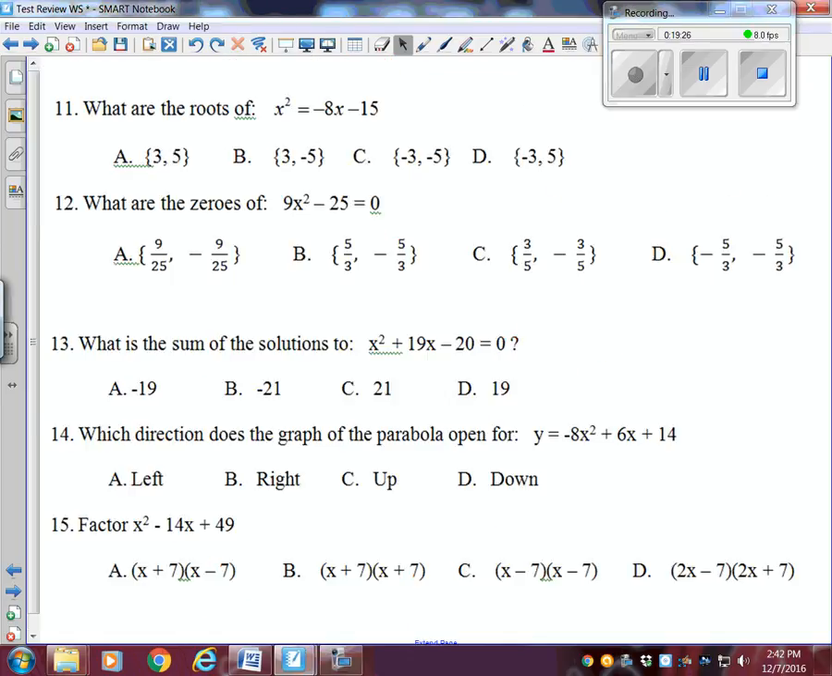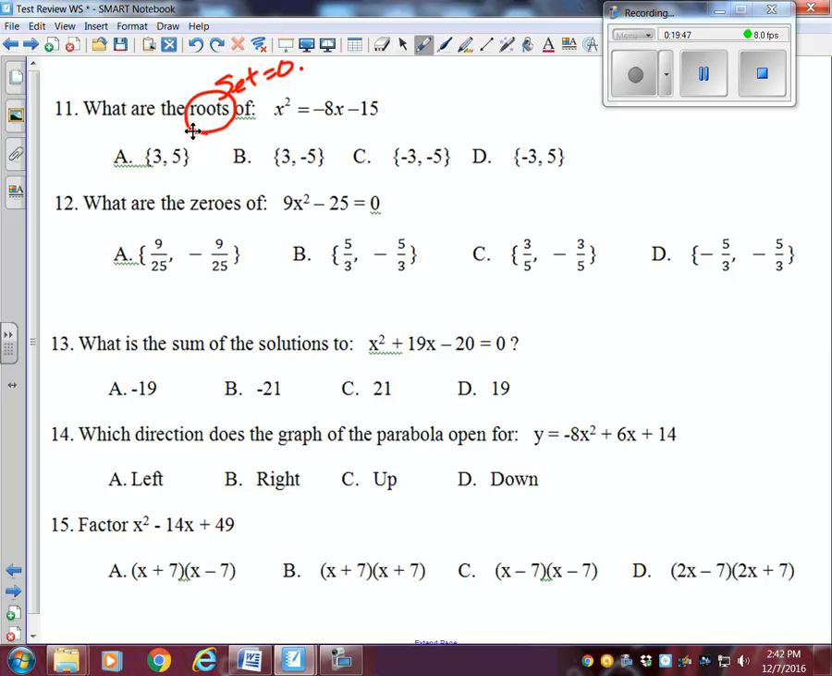What are the roots of... Again, when it says roots, there's a clue there. Roots is the same as solutions, which is the same as x-intercepts. That means I'm going to have to set it equal to 0 and solve. So I'm going to set this equal to 0, which means I'm going to, get ahead of myself. The equals is in the wrong place. Okay, I can't just randomly do that.